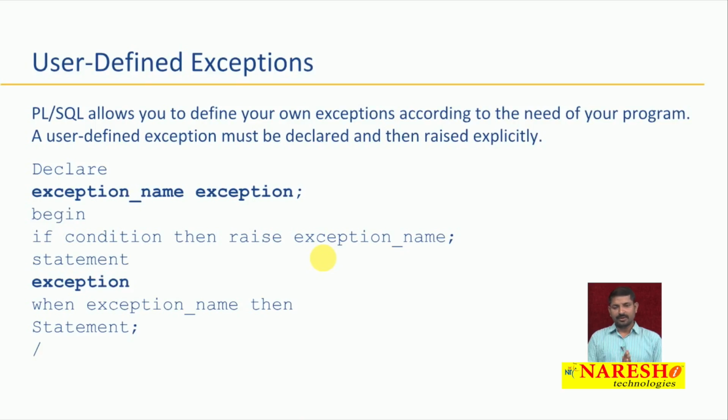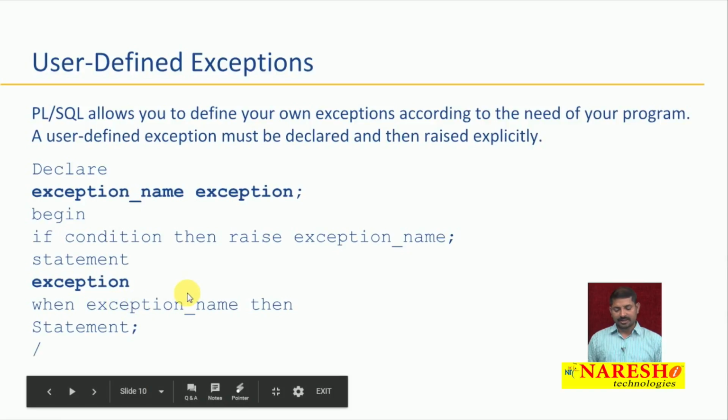As you can see on the screen, here is one simple syntax for user defined exception. For a user defined exception, you need to declare an exception with the exception name and the keyword exception, and in the begin block you need to write appropriate code which is necessary for your PL/SQL block execution. Along with that code, you need to define a condition, like if condition then raise exception name. Based on that condition the exception will be raised. This will be followed by the remaining statements, and in the exception block you need to call that exception with the given exception name, when exception name then statement.